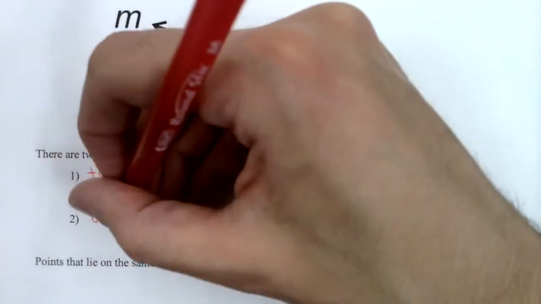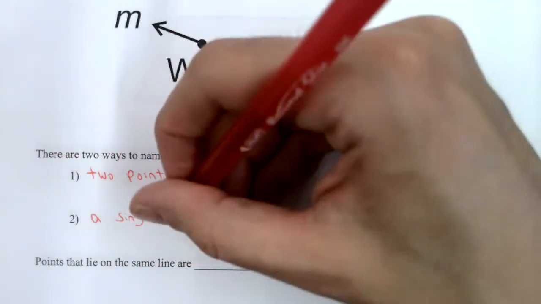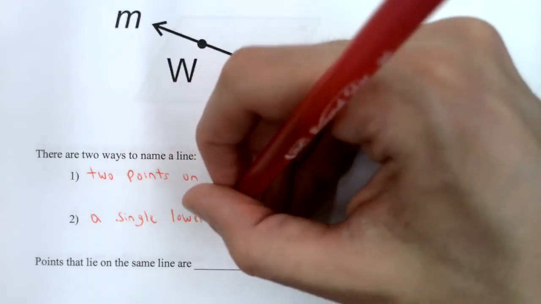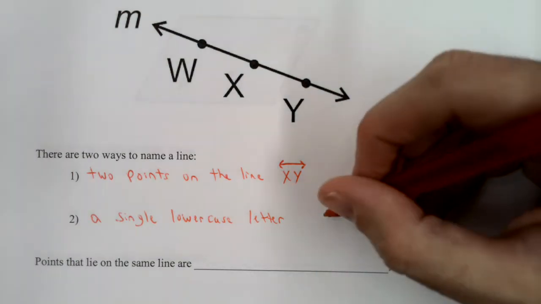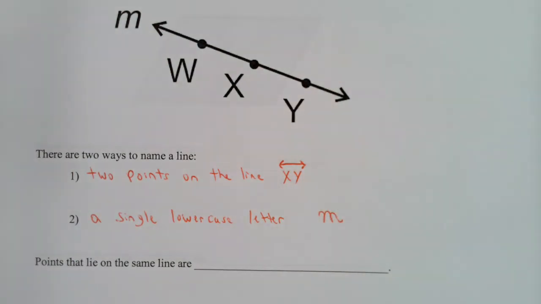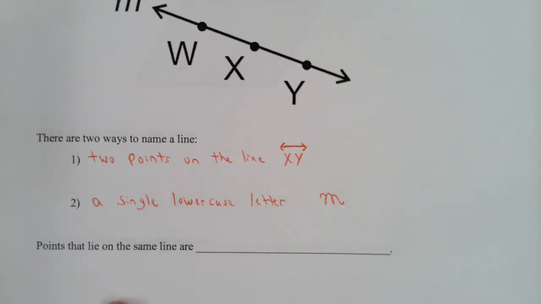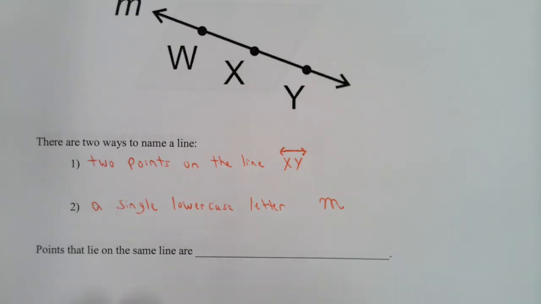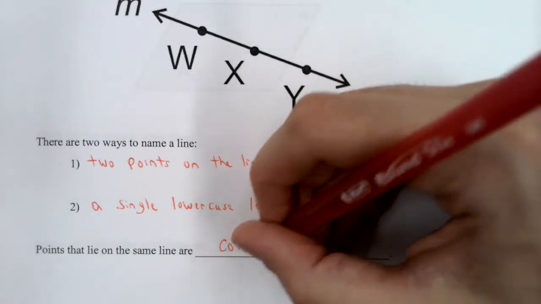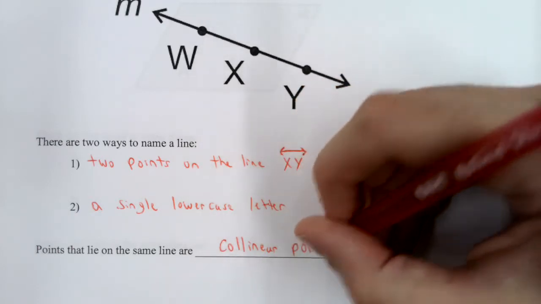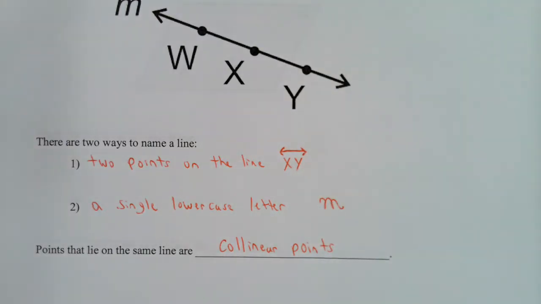So you can name it with a single lowercase letter, such as M. Okay, and one more definition kind of on this page. Points that lie on the same line, those are called collinear points. Like your coworkers or people that you work with, collinear points are points that are on the same line.